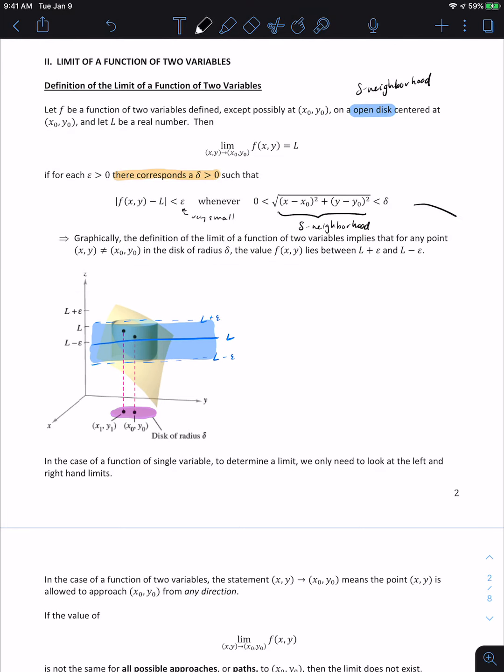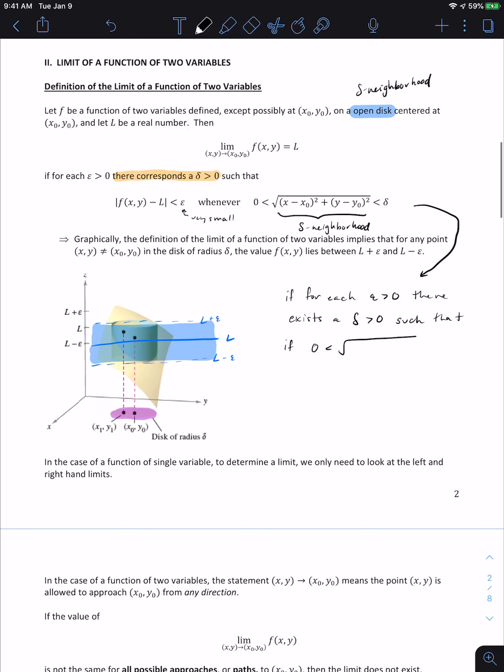So another way to phrase this, and it might be a little easier to phrase when we start talking about proving it, is this limit exists if for each epsilon greater than 0, there exists a delta greater than 0 such that, instead of saying whenever, we could say such that if 0 is less than the square root of (x minus x naught) squared plus (y minus y naught) squared is less than delta, then we have that the outputs are less than epsilon.